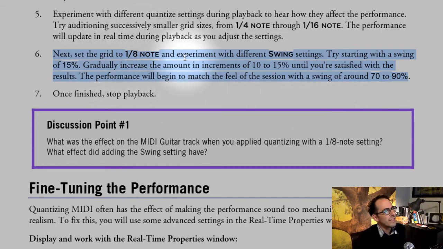Set the grid to 1/8 of a note and experiment with different swing settings. Try starting at 50%. Increase the amount in increments of 10 to 15% until you're satisfied. The performance will begin to match the feel of the session with a swing of around 70 to 90.